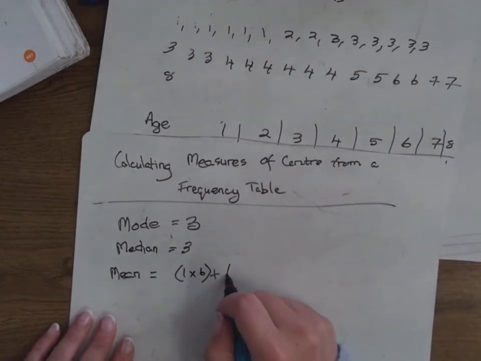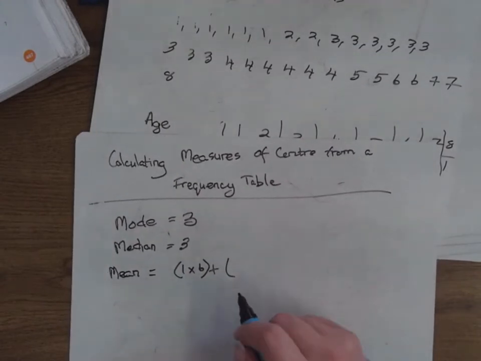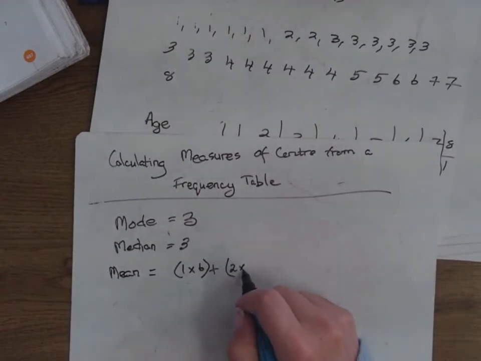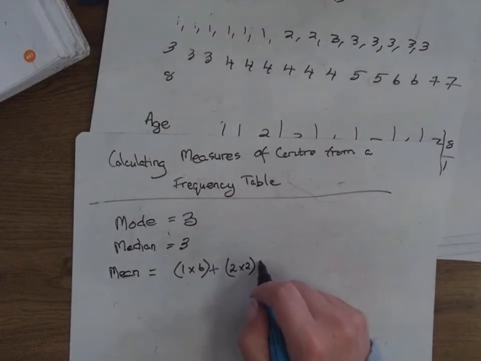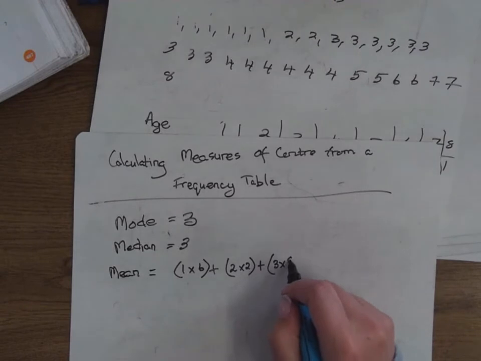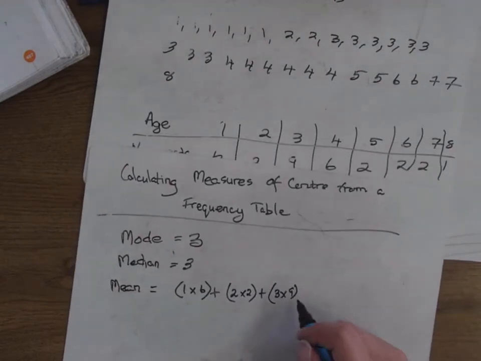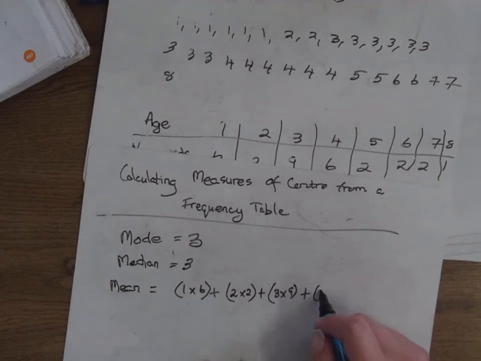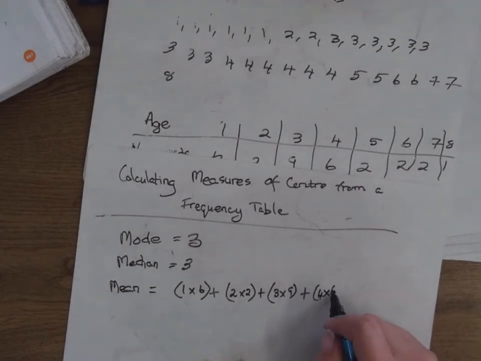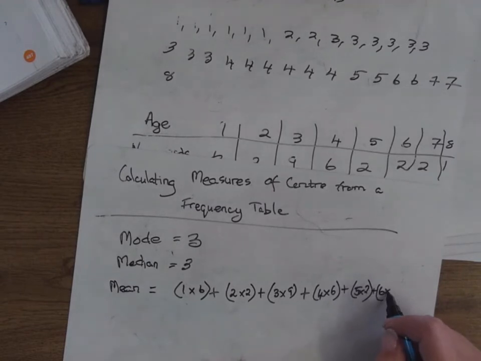Right, next one. 2 is there twice, so instead of going plus 2, I could go 2 is there 2 times, right? Next one is 3 is there 9 times, so instead of going plus 3, etc., I'll just go 3 by 9, right? Next one, 4 is there 6 times. 5 is there twice. 6 is there 2 times, plus 6 by 2.